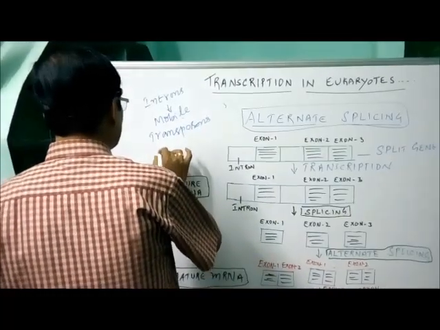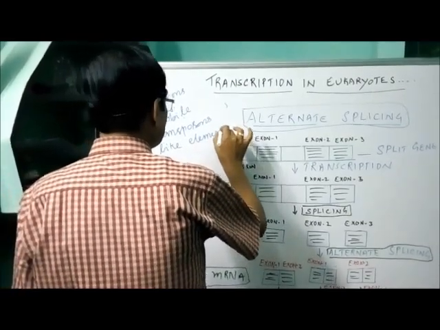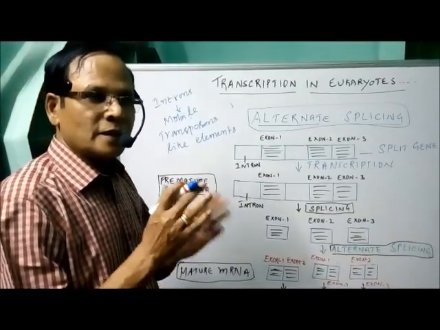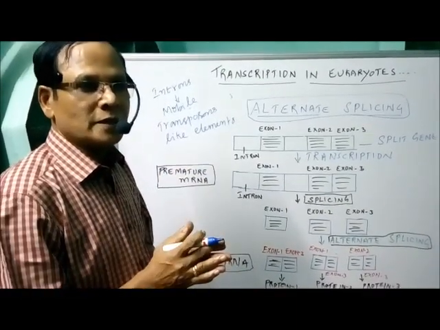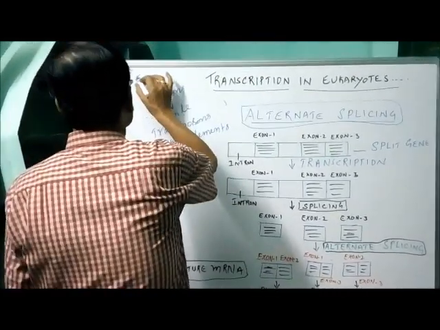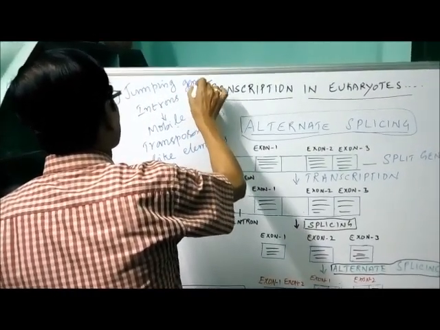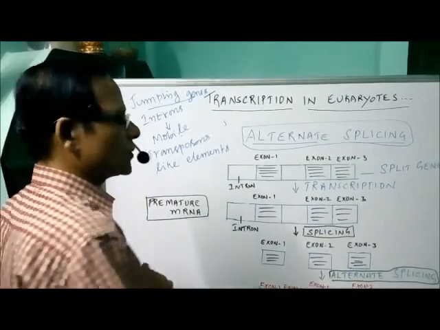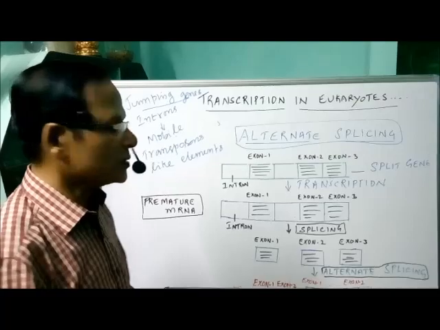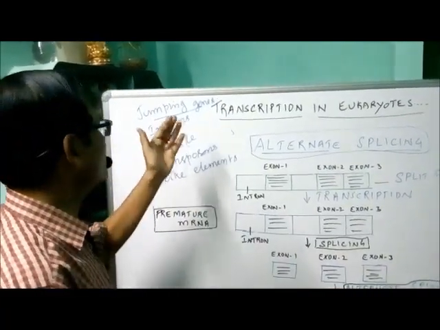What are transposons? Transposons are mobile genetic elements. They can insert themselves in any part of the DNA, in any species of DNA. They are also called jumping genes. They were reported by Barbara McClintock, who observed these mobile genetic elements called transposons, the jumping genes.